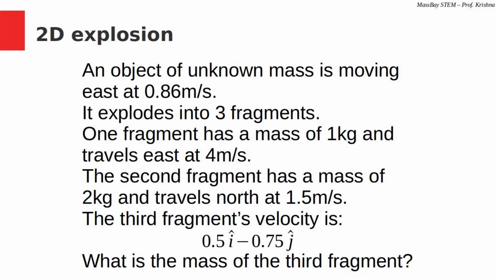Explosions can be solved in 2 dimensions as well. Consider this example. An object of unknown mass is moving east at 0.86 meters per second. It explodes into 3 fragments. One fragment has a mass of 1 kilogram and travels east at 4 meters per second. The second fragment has a mass of 2 kilograms and travels north at 1.5 meters per second. The third fragment's velocity is 0.5 i hat minus 0.75 j hat. What is the mass of the third fragment?